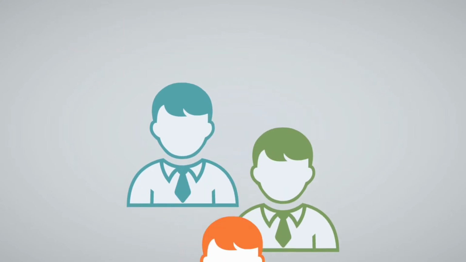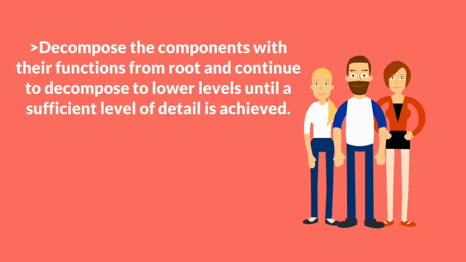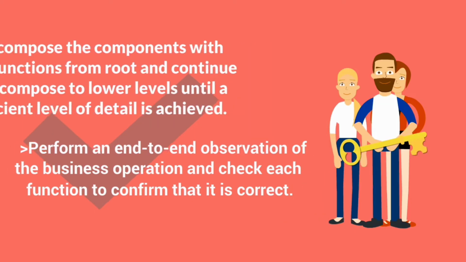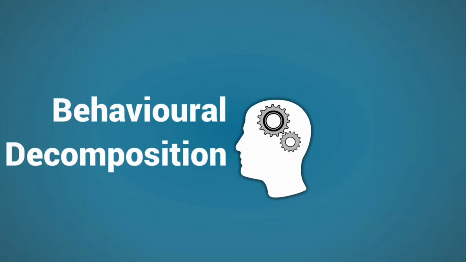Decompose the components with their functions from the root and continue to decompose to lower levels until a sufficient level of detail is achieved. Perform an end-to-end observation of the business operation and check each function to confirm that it is correct. Behavioral decomposition: breaking down a function into sub-functions, processes, activities and tasks.